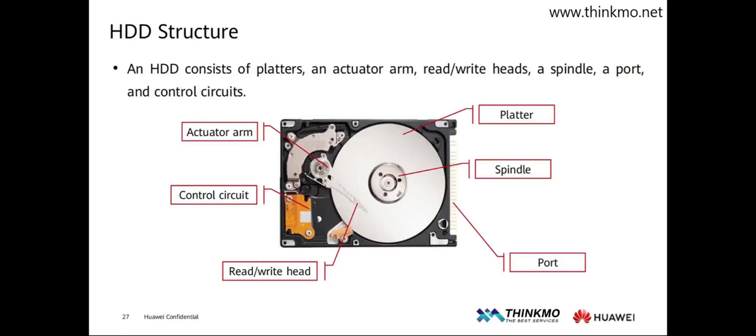So, where's the magnetic head? The magnetic head is over here. This is the magnetic head, and this is our entire disk. When we normally read and write data, it's actually through this magnetic head, through this read-write head. So, what does it do on the disk surface?